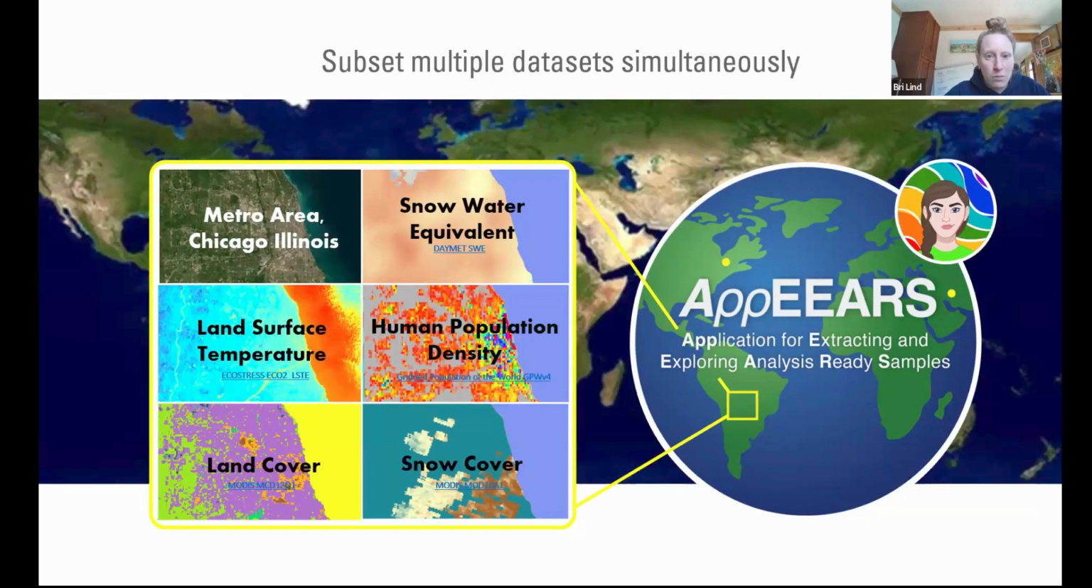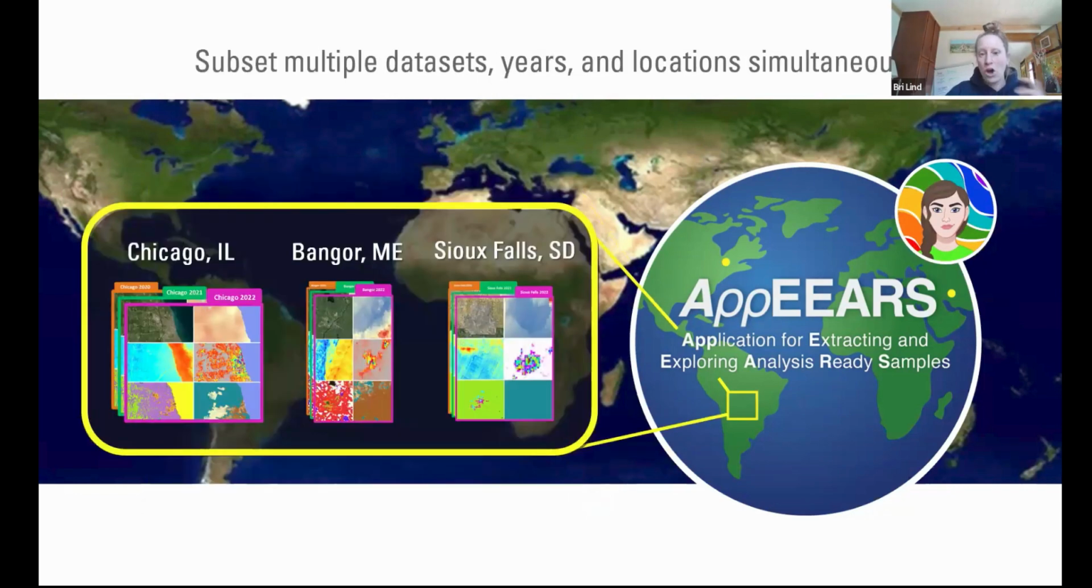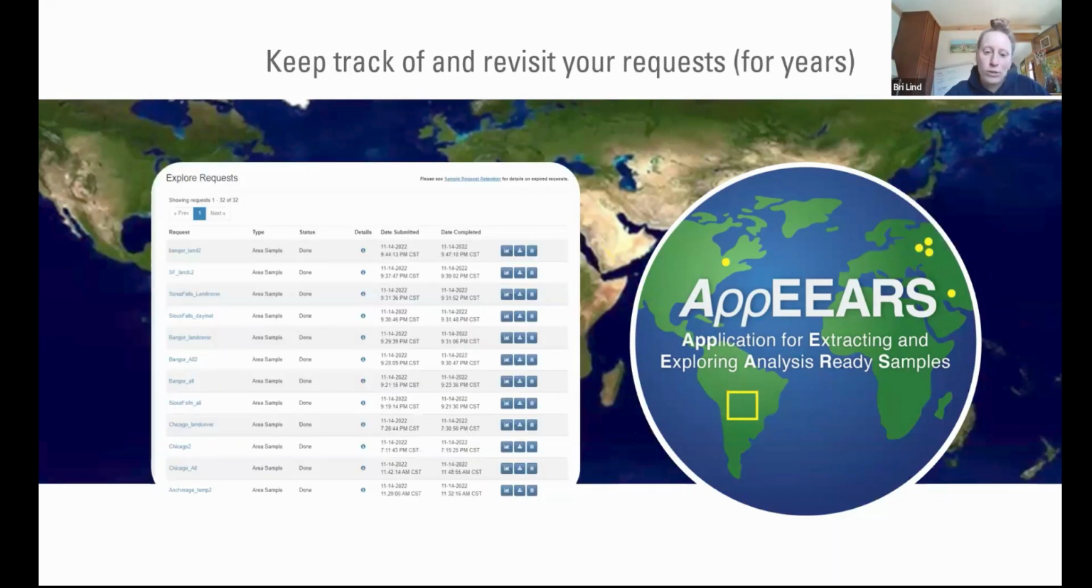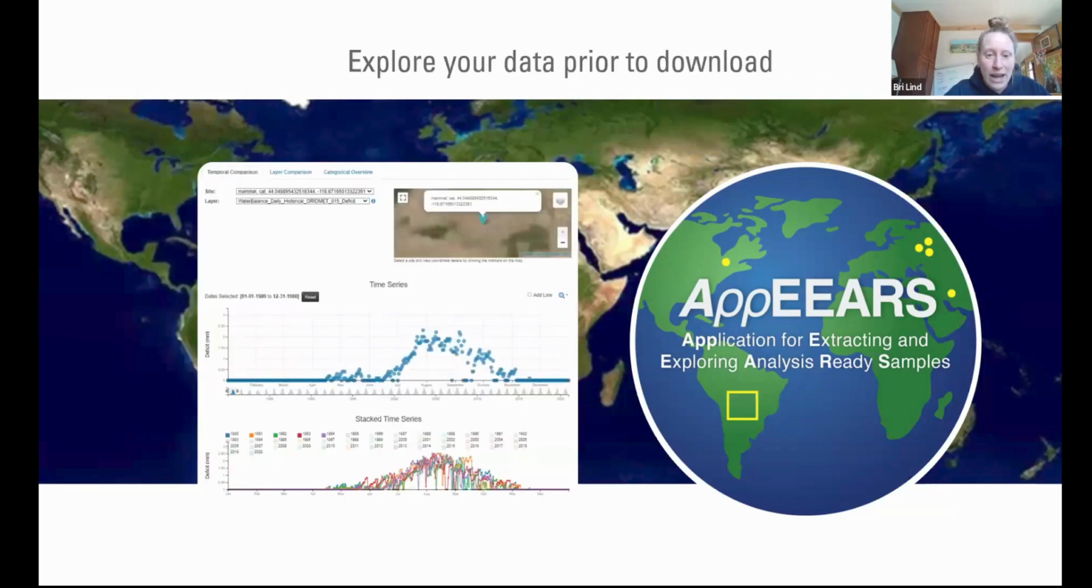It also lets you take multiple data sets at the same time, and also from different places. So this is a tool that has a ton of flexibility, and helps you keep track of your requests, which is really great for open science and reproducibility. I often go back and check what version of this data did I use for this publication or stuff like that. And it even lets you explore it before you decide to download it.